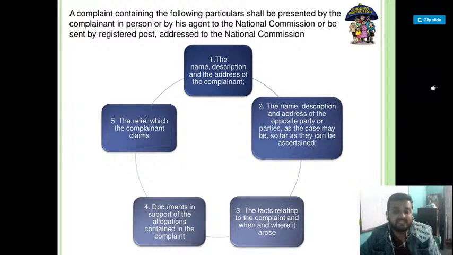How did you get cheated? Where did it happen and how did it happen? How did the shopkeeper cheat you? Which person cheated you, and what were the different circumstances? Where did this happen? Different facts you have to write and mention. Okay. Next, documents in support of the allegations contained in the complaint.